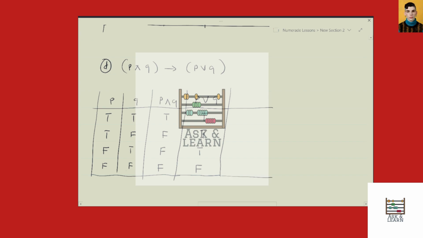So here we look at P and Q implies P or Q. So the implication is like that: the P, that is the first one, implying the Q. This P should be having the same value, having a truth value.